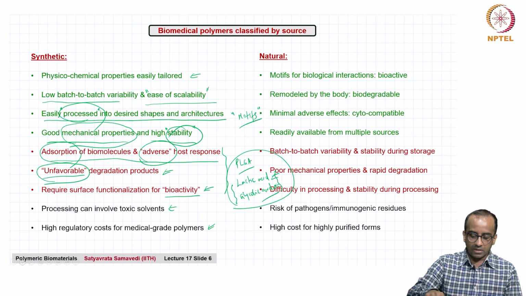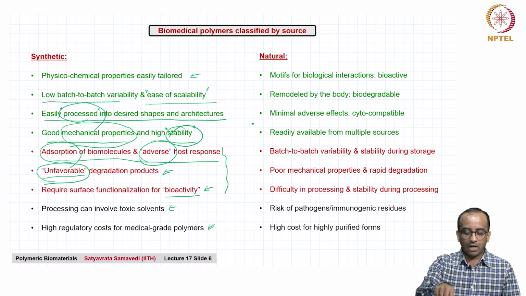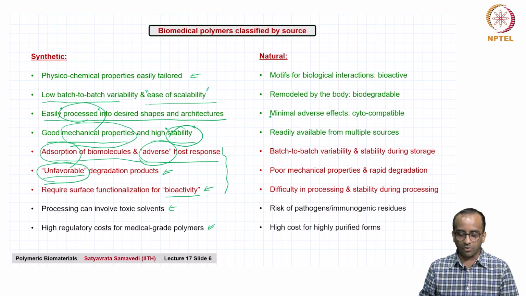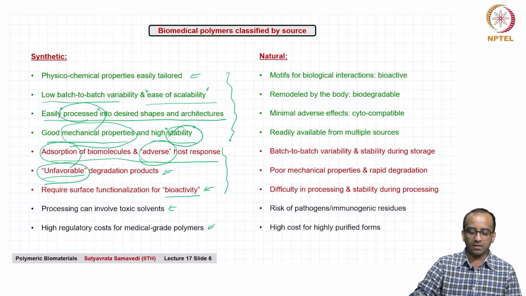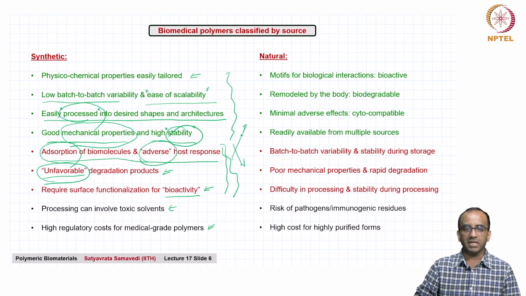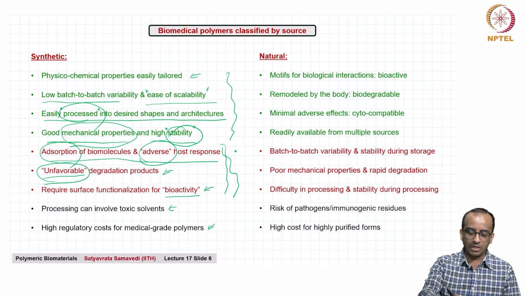So, having looked at synthetic polymers now, we will quickly look at the natural polymers and see how they compare vis-a-vis synthetic polymers. And in a very broad and very crude sense, you will see that a lot of what is green here will become red here, and a lot of what is red here will become green here. I'm still going to go through all the points listed under natural polymers, but maybe this is one good starting point for you to think about.